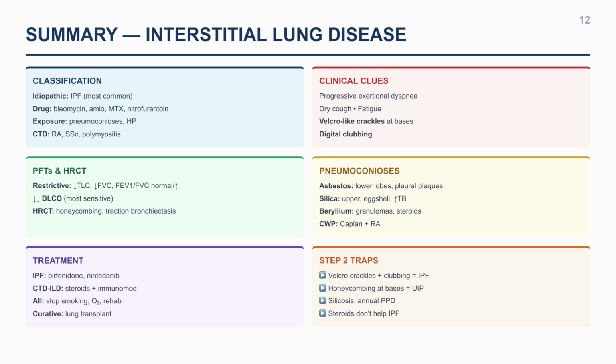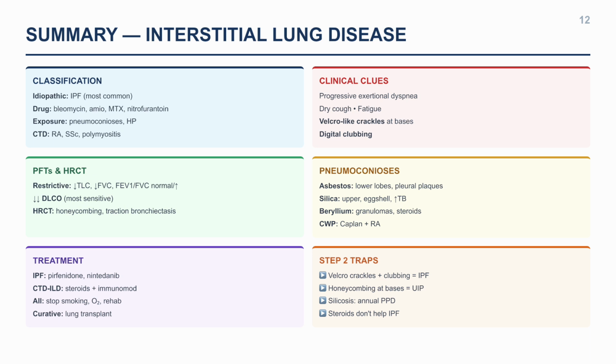Let's wrap up. Classification: IPF is the most common idiopathic ILD. Drug causes include bleomycin, methotrexate, amiodarone, and nitrofurantoin. Connective tissue causes include scleroderma, rheumatoid arthritis, and polymyositis. Clinical features: progressive exertional dyspnea, dry cough, Velcro-like bibasilar crackles, and digital clubbing in advanced disease.